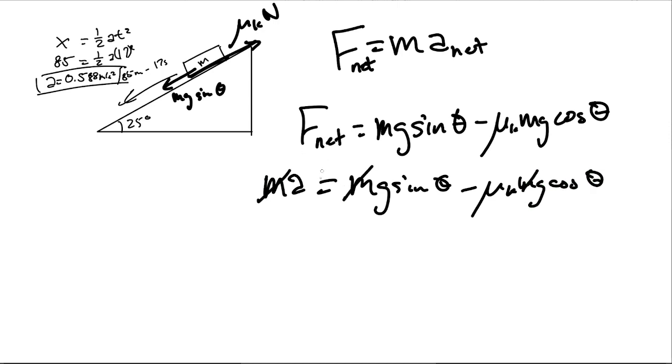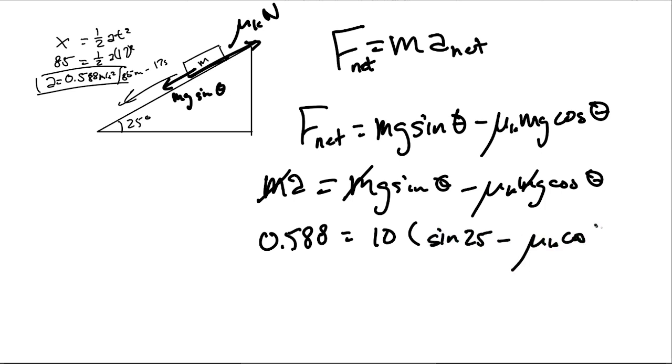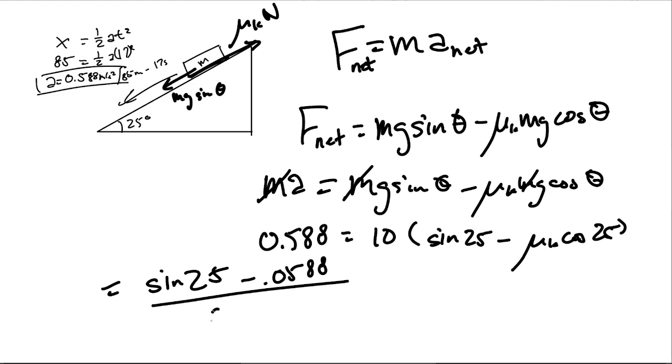Cross out all these m's. We have 0.588 is equal to 10 times sine of 25 minus mu k cosine 25. Now at this point, we can divide by 10, so we have 0.0588, and we can swap these around, so sine 25 degrees minus 0.0588, divided by cosine of 25, is equal to mu k, right?